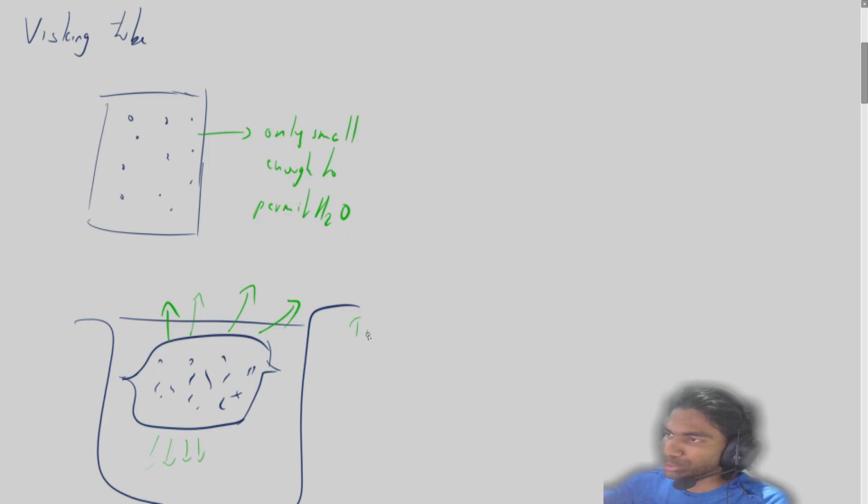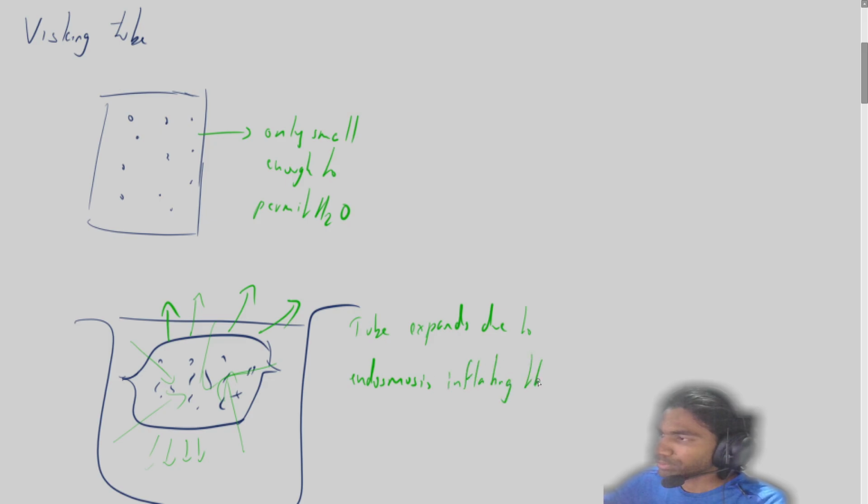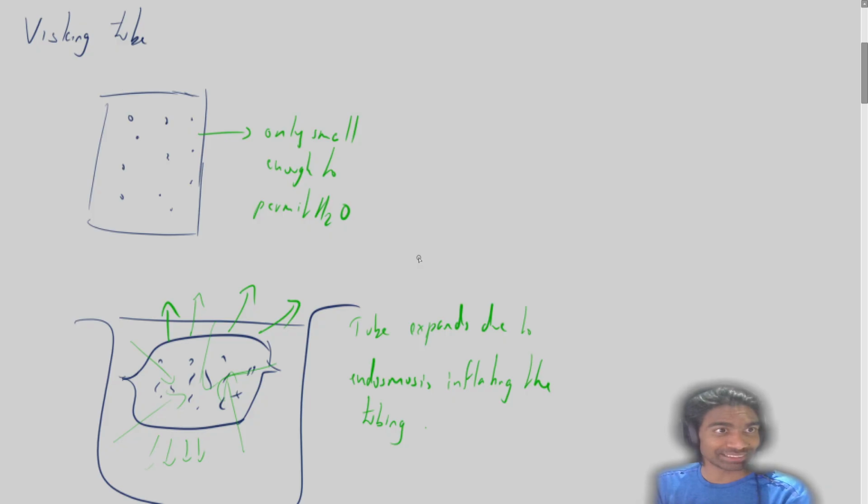Okay, so again, the tube expands due to endosmosis. And endosmosis just means that the water is going into the solution, right? So it's inflating. So endosmosis, inflating the tubing, right? So that's an example of where osmosis is happening, not with something that's alive, but with something that is just dead, I suppose, right? Because you normally harvest this from the animals usually. But again, that's what's happening in osmosis.